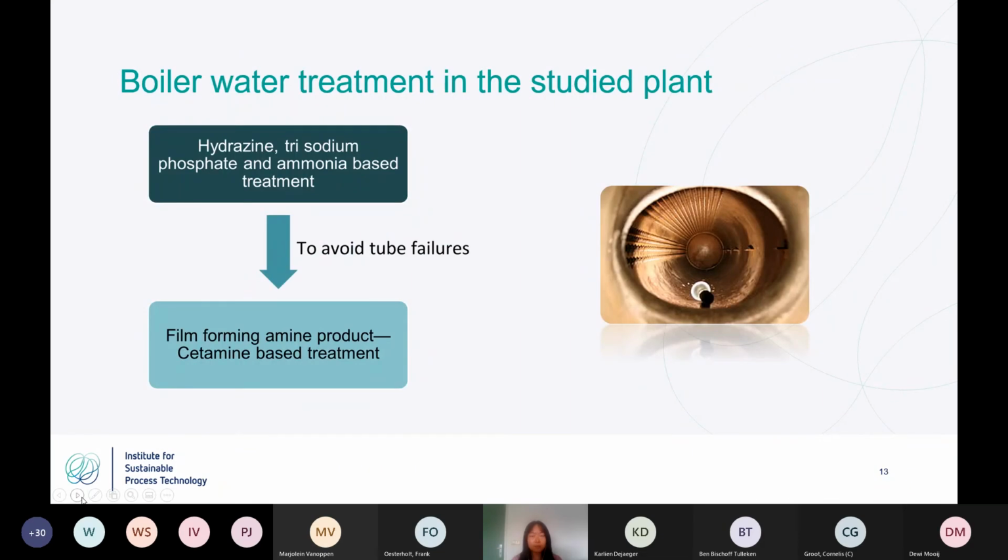Yes. In this study, a steam water system from an ammonia production plant was studied, and the boiler water in this system was previously treated by the combination of hydrogen trisodium phosphate and ammonia. However, two failures occurred in the boiler area, so the plant switched the treatment to a film-forming amine product-based method. And after the switch, no failures have occurred until now.